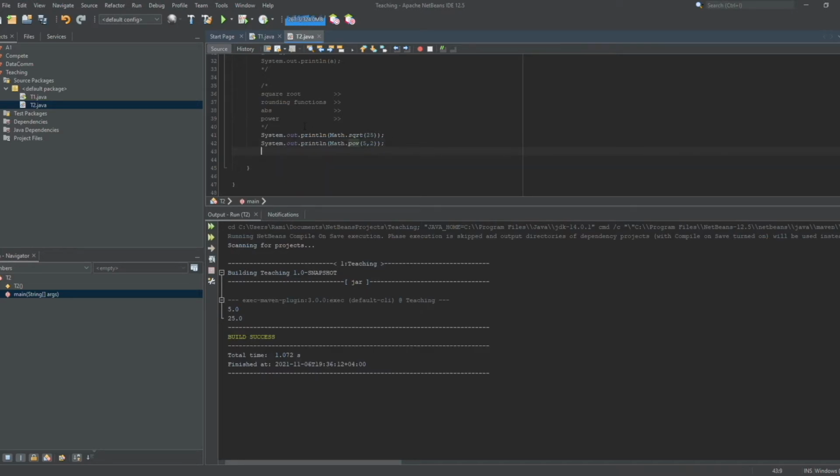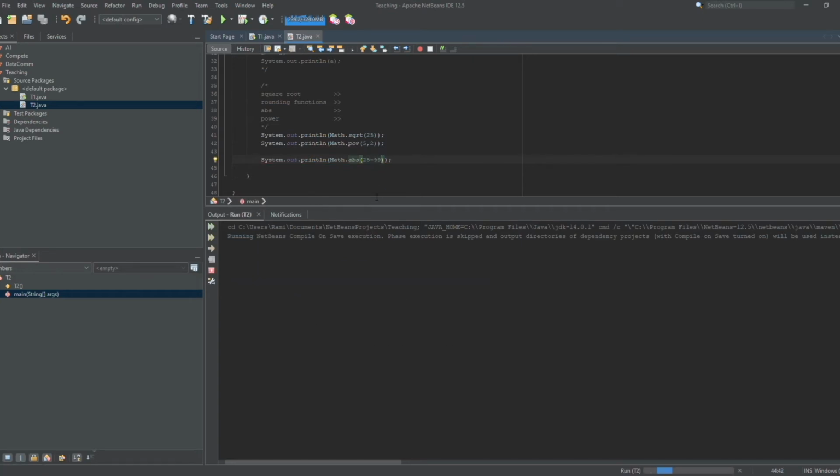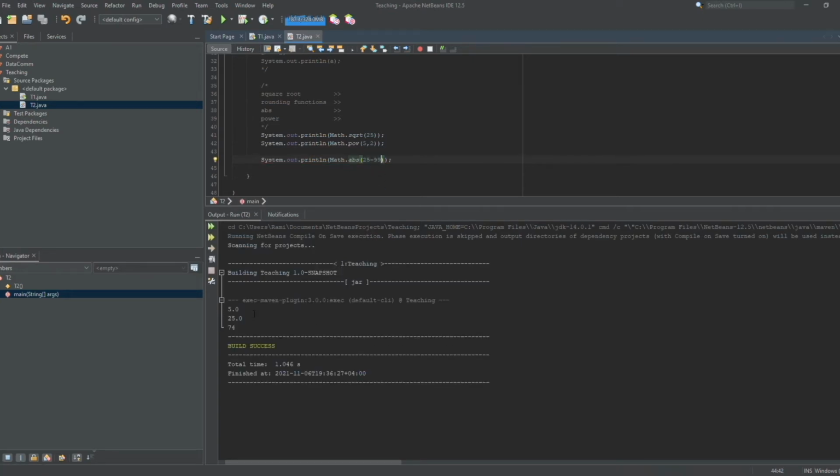Okay, now to the absolute. Let's say 25 minus 99. The result should be negative, but using the absolute we remove the negative sign and we just show the positive result.